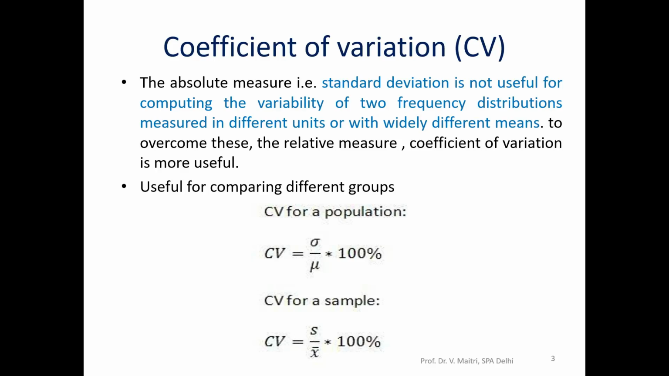So what is the coefficient of variation? Now we already know that the absolute measure of variation is standard deviation, and we also know that standard deviation is not useful for computing the variability of two frequency distributions if they are measured in different units or have widely different means. If their means are very different, it is difficult, and if their units are different, again it is difficult. So in that case, we cannot use the absolute measure, we have to use relative measures. The relative measure of variation is the coefficient of variation.